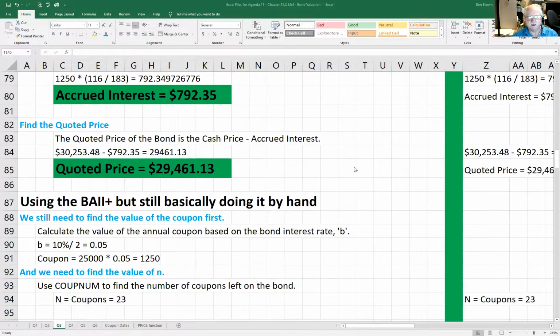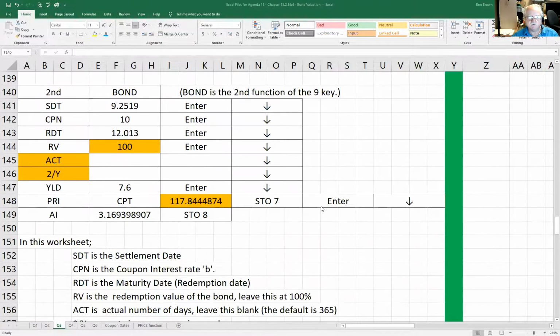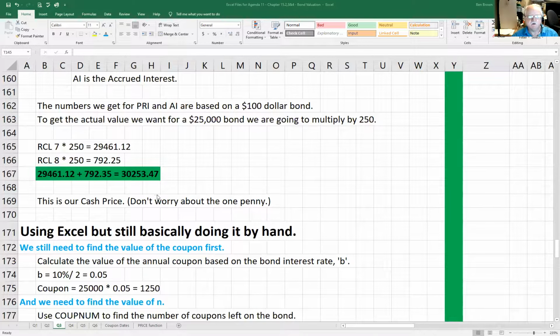And when we did it by hand, we also got the 30,235.48. So this number here that we're getting of 30235.47 is actually, I say, don't worry about the 1 penny. It's actually a more correct answer than we got by calculating it by hand. But on Moodle would accept either answer.